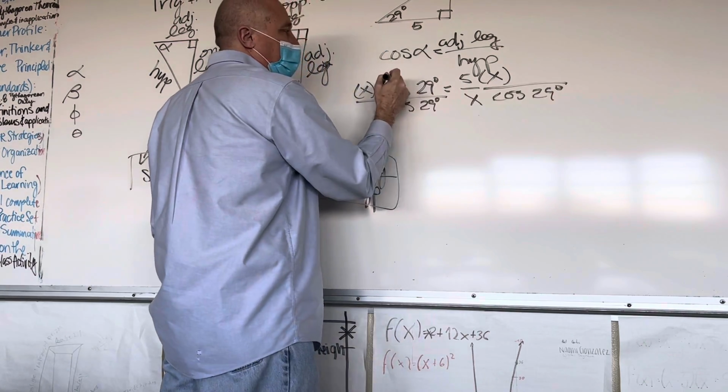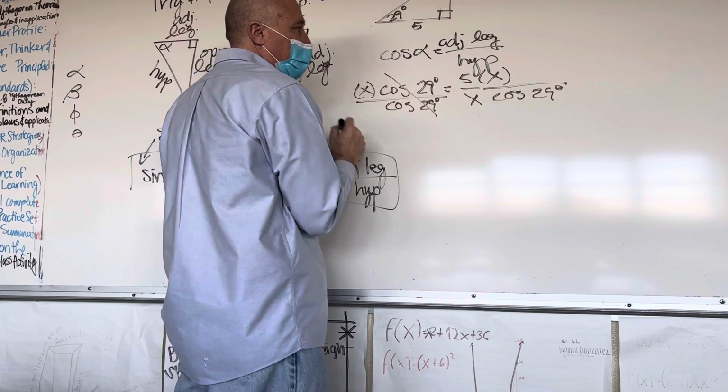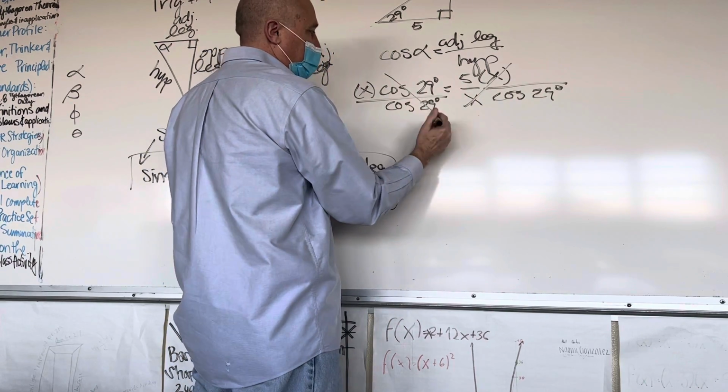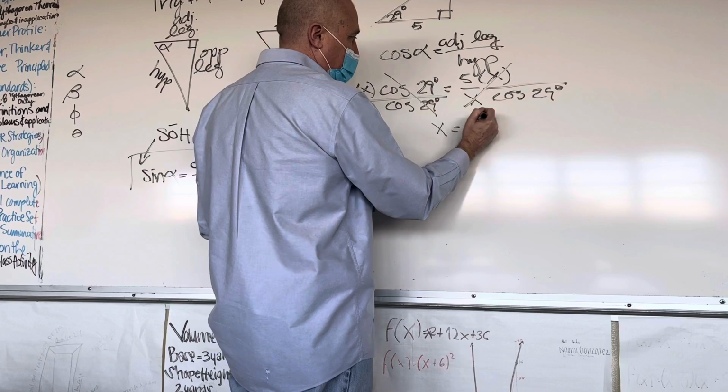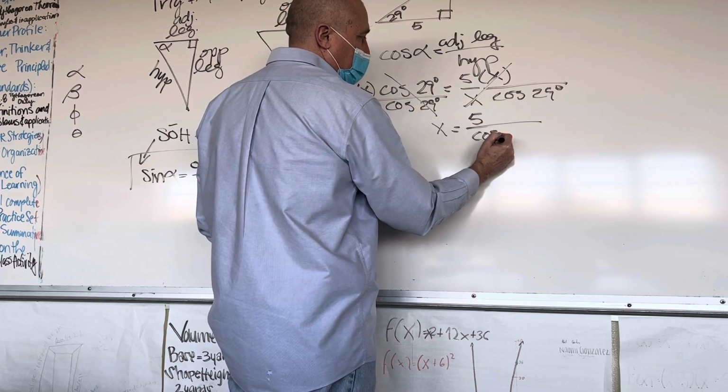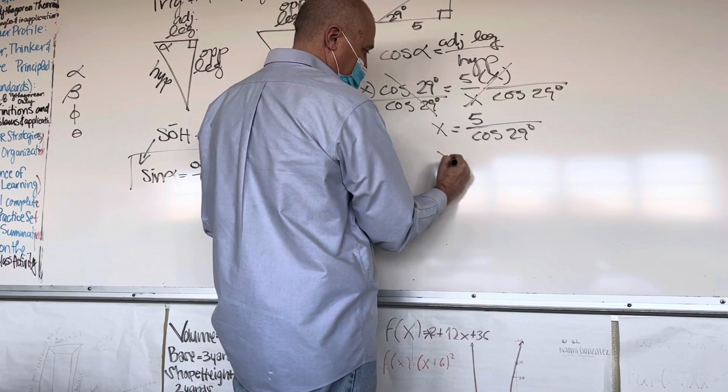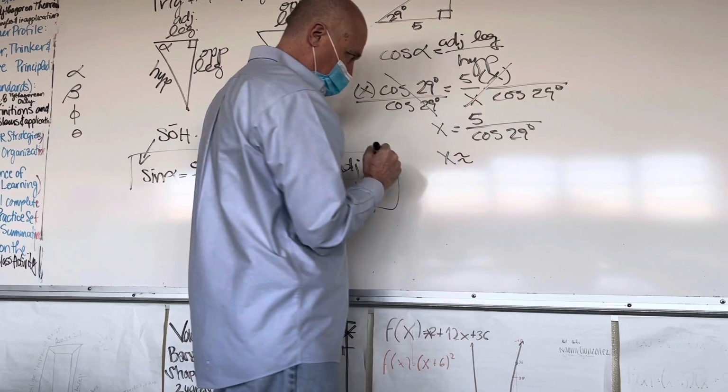We cancel anything over itself other than 0 goes to 1. The x's disappear. The x says x equals 5 divided by cosine 29 degrees. And we say x is approximately equal to.